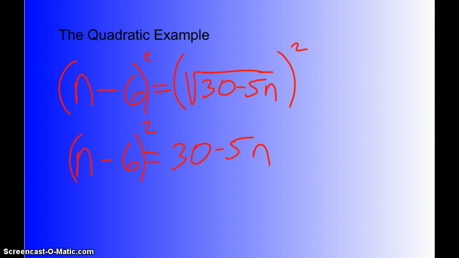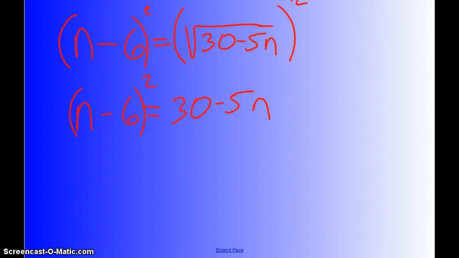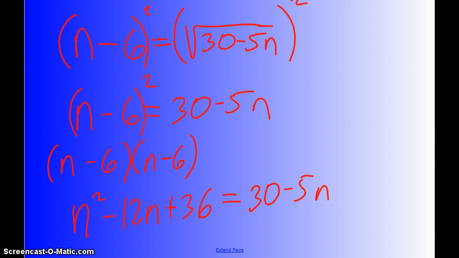Now, this is a good opportunity to review the stuff we've been talking about with rationals, how we cannot call this n squared plus 36. Do not do that. Someone will. Don't be that someone. n minus 6 squared means n minus 6 times n minus 6, which is n squared minus 12n plus 36 equals 30 minus 5n. So now, by squaring both sides, we've created a quadratic equation.